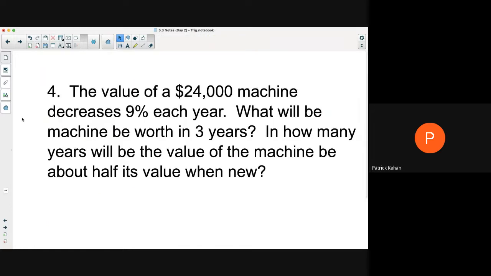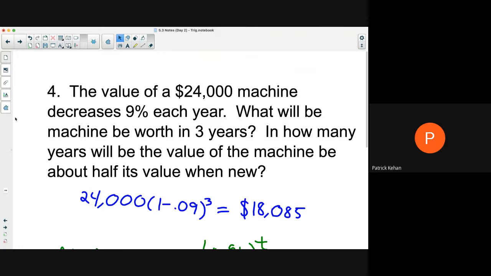Next example, similar. The value of a $24,000 machine decreases 9% each year. What will the machine be worth in 3 years? And again, how many years will the value of the machine be about half of its value? So two parts. We're going to structure the first part in a similar fashion. The initial value of this machine is 24,000 times 1 minus 0.09 to the third power. That's going to be approximately $18,085, right?